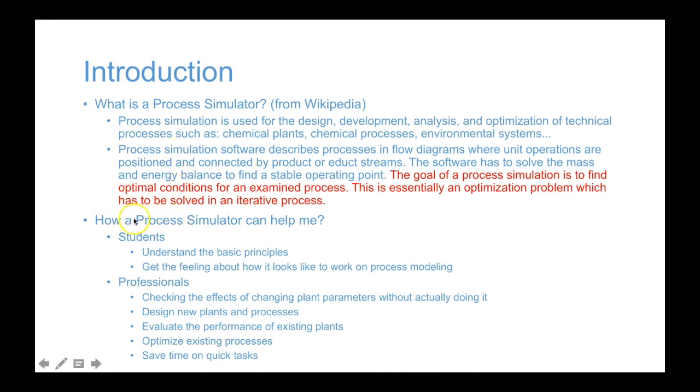So how can a process simulator help me and help you? If you're a student, you will be able to understand the basic principles behind the calculations in the simulator, and you will also get a feeling for what it looks like to work on process modeling in general. After you graduate, if you choose to work with process modeling, learning how to use a chemical process simulator is a great way to start ahead of the others.